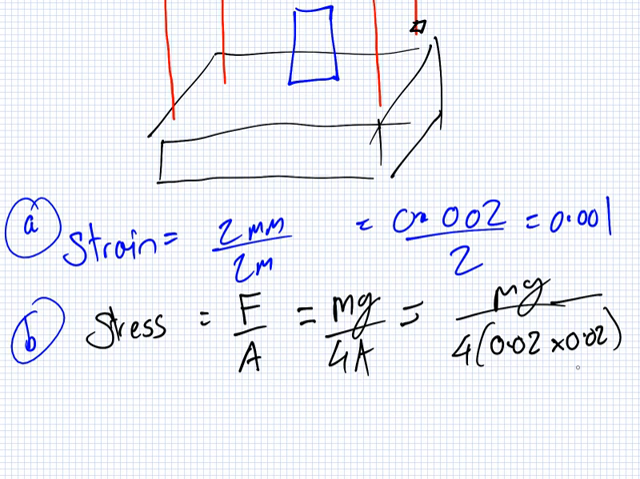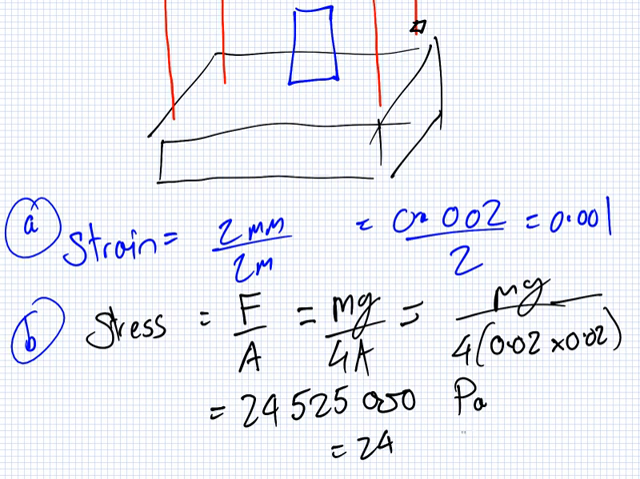Right, the mass, what's the mass? 3,000 plus 1,000, otherwise known as 4,000. Divided by 4 times 0.02 times 0.02. So I get here 24.5 million pascals, or if you want, that's 24.5 mega pascals.